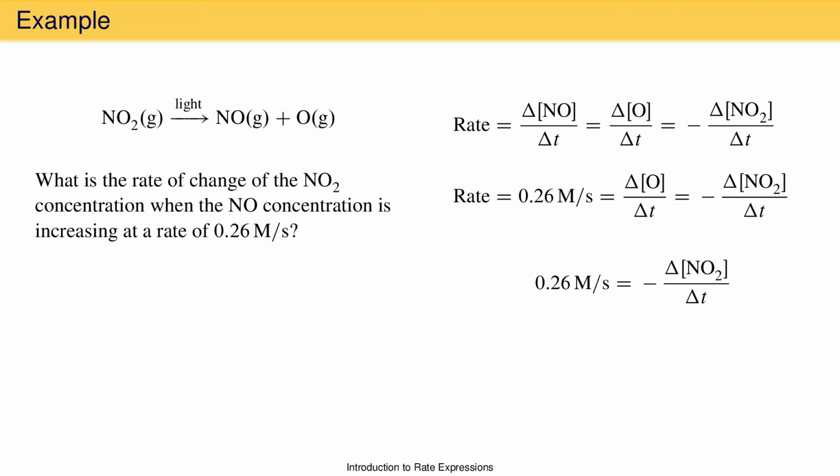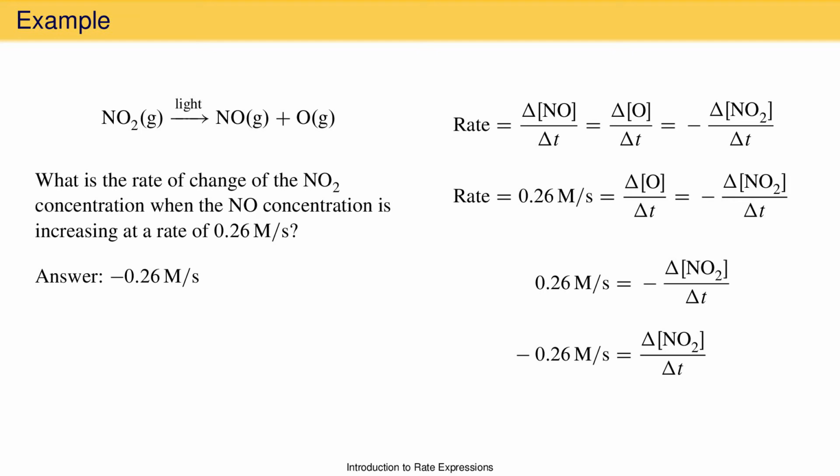To solve for the rate of change of NO2 concentration, we multiply both sides by -1. This gives negative 0.26 molar per second equal to delta NO2 concentration divided by delta T. The answer to the question is therefore negative 0.26 molar per second. The negative indicates that the nitrogen dioxide is decreasing in concentration, which is expected because it's a reactant.